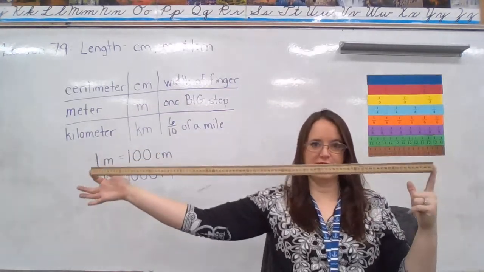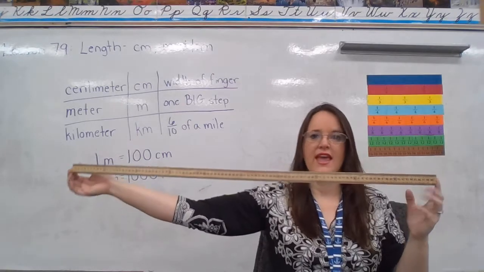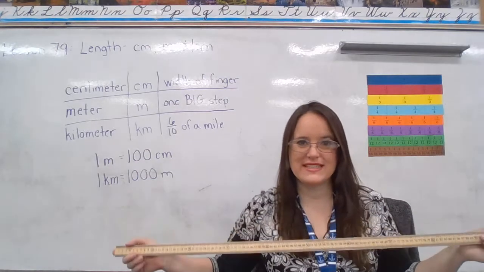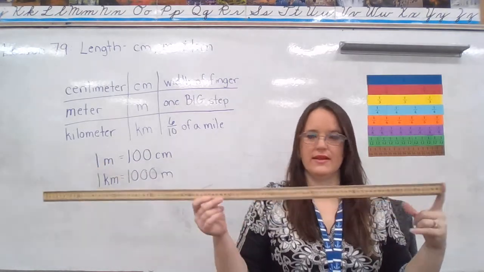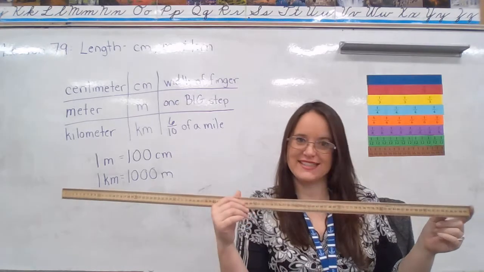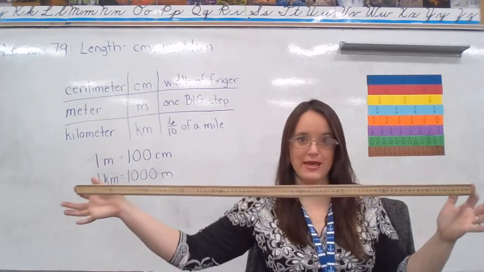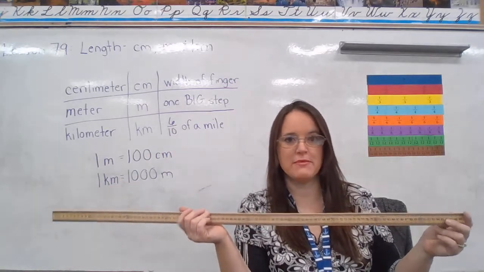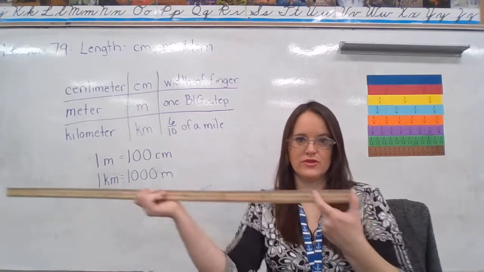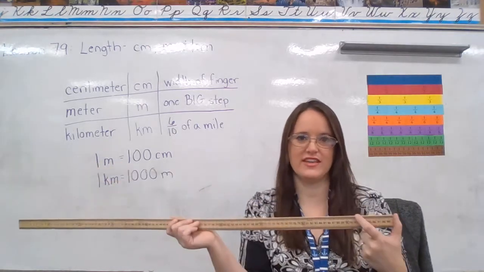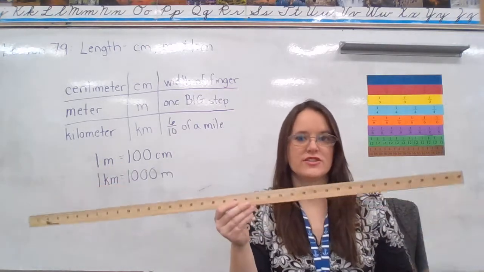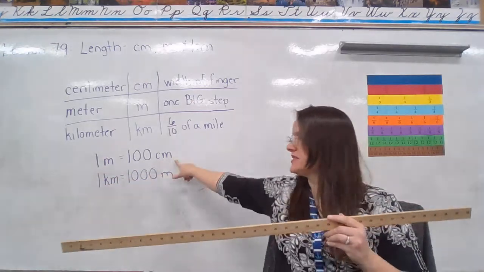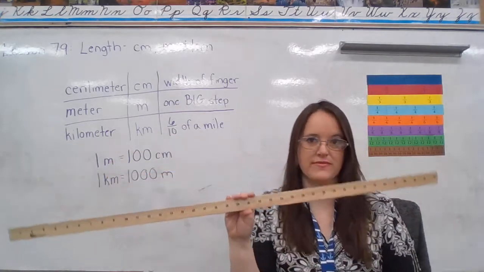There are 100 centimeters in a meter, and we say a meter is about the size of one really big step. So depending on the length of your legs is how far you have to stretch to step a meter. But we said that for a yard too. A yard is about the length of a big step. A meter's just a little bit longer than the yard. So this is a meter. It takes 100 centimeters to equal a meter.